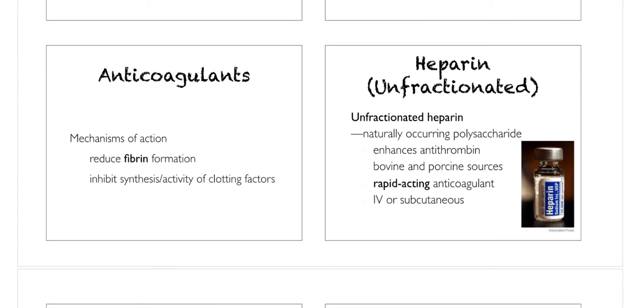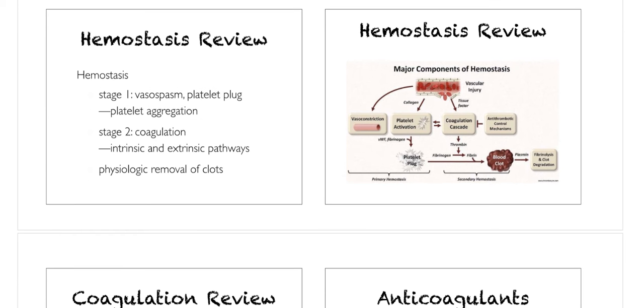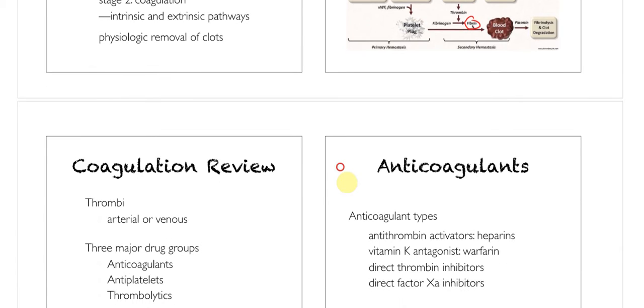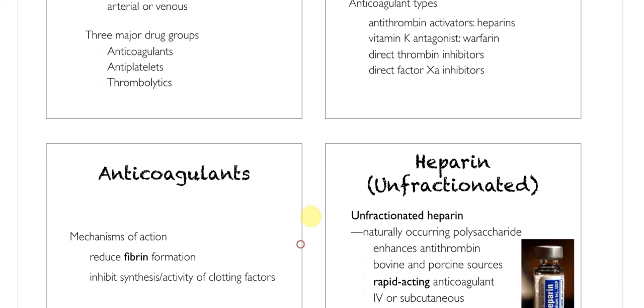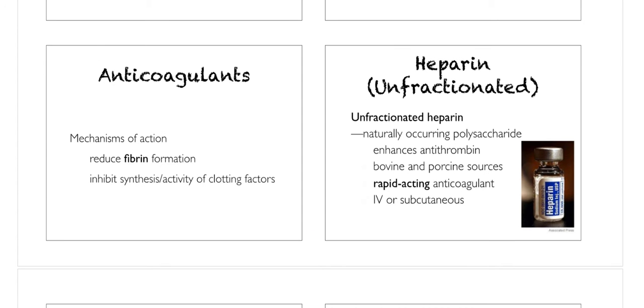So overall, the purpose of anticoagulants is that we're reducing fibrin formation. And looking back on here, fibrin is right there. We're trying to prevent fibrin from being made. That's what heparin, or anticoagulants in general, are trying to promote. And by doing that, we inhibit the synthesis or activity of clotting factors.